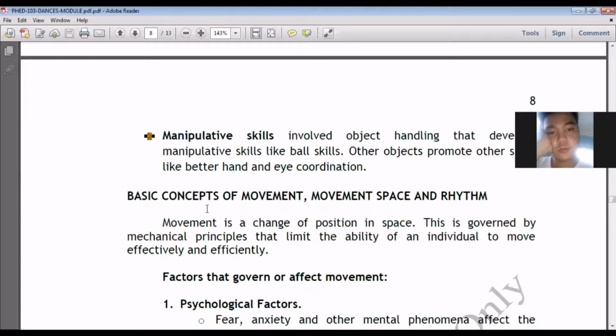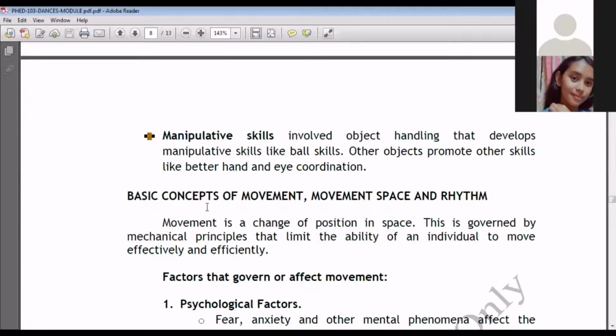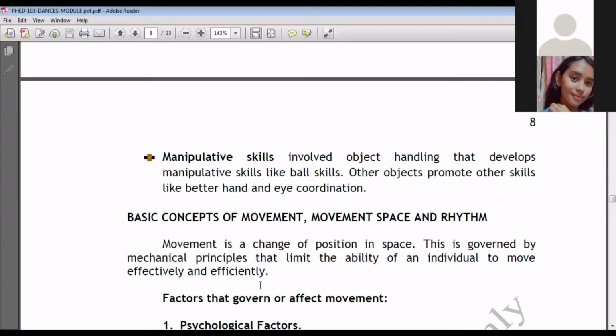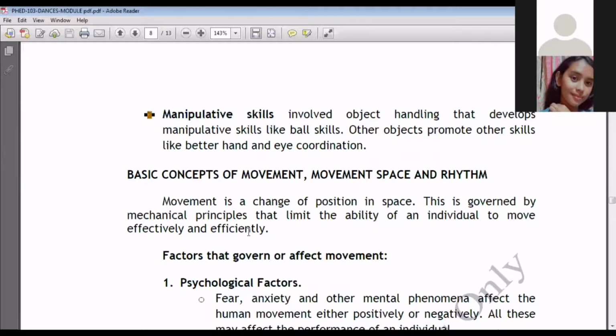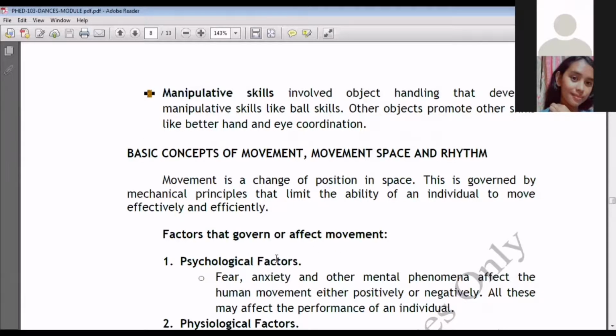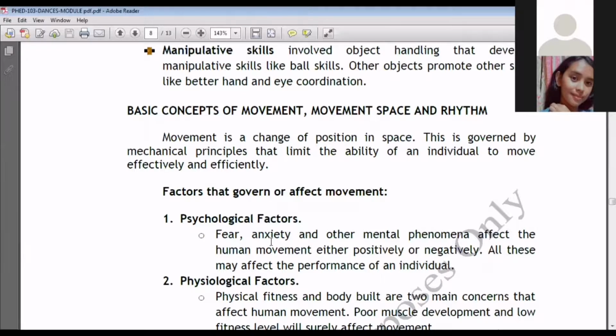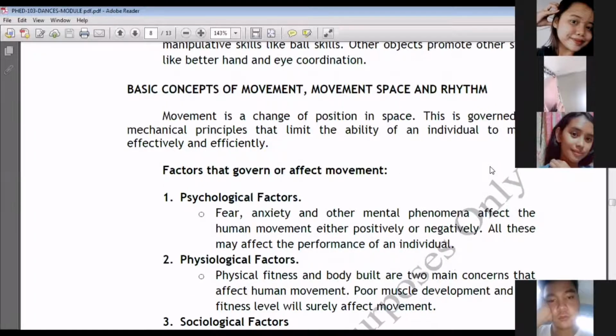So these are just movements or skills that will require a person to either show his or her skill playing or holding a hoop, a ball, or a ribbon. So parang gymnastics. Okay? Moving on. If you have any questions, if you have no questions, we can move on. Alright, so let's have the basic movements, concepts of movement.